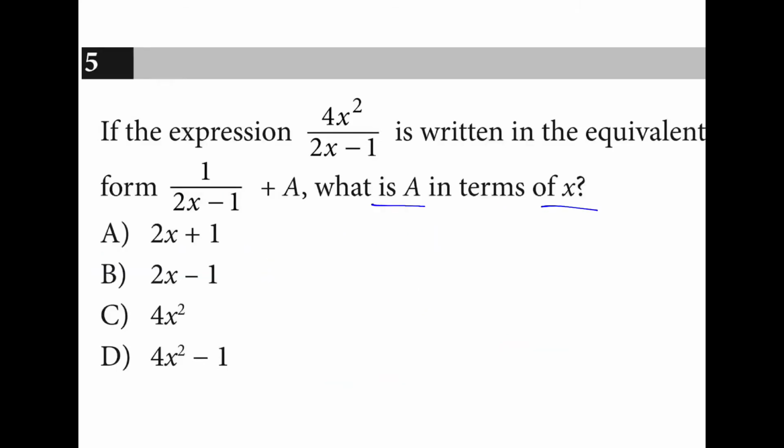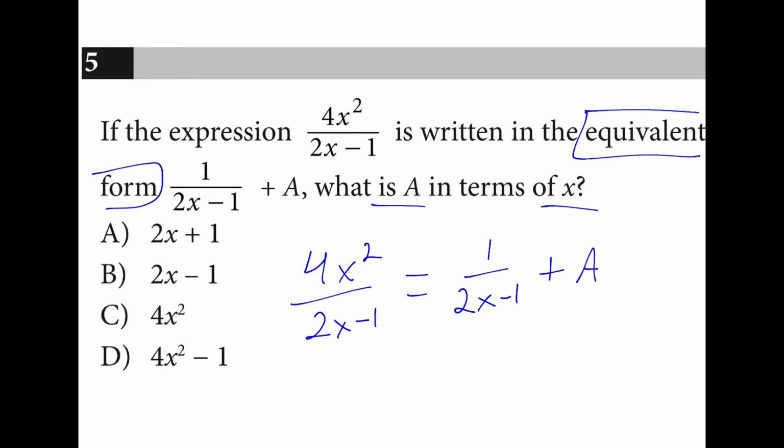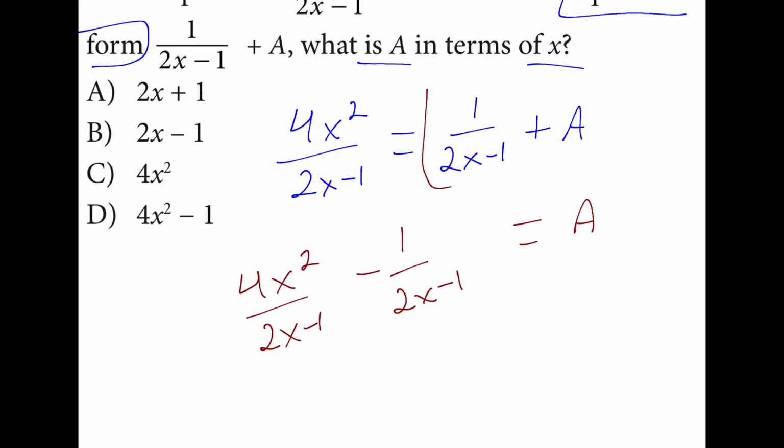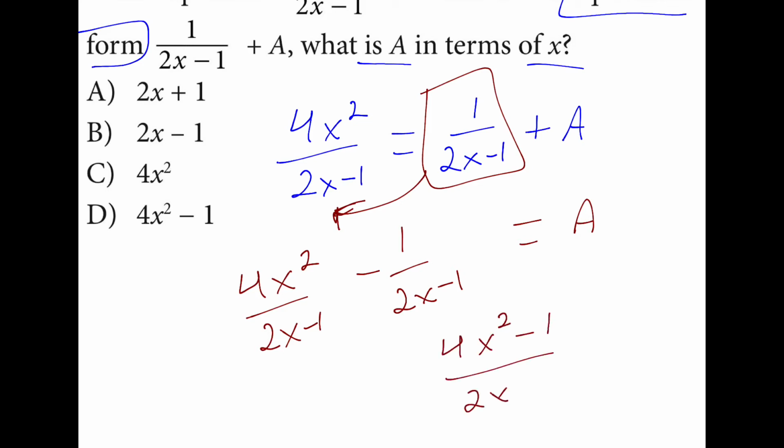They ask you to find a in terms of x, but you have to figure out how to set up the original equation. Because this is an equivalent form, we can write our initial equation like this. And we're going to take this one on the right and solve it for a. We can actually subtract this entire thing. And because the denominator is the same, we just take 4x squared minus 1 over 2x minus 1.